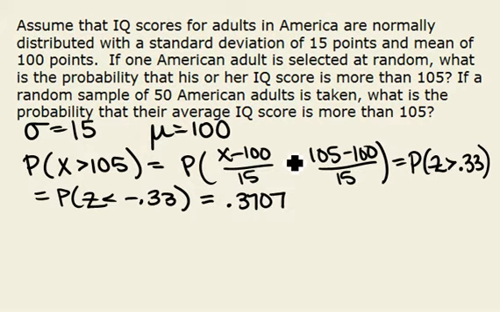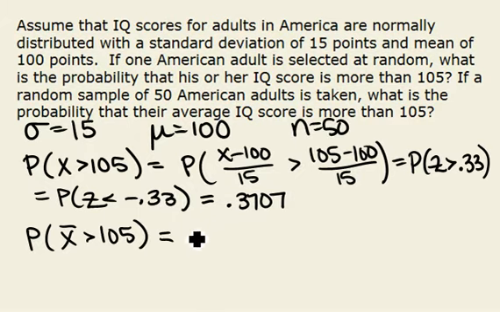Now we're going to change the problem slightly because we're still going to look for a score greater than 105, but now we're talking about 50 people being chosen, and their average IQ score is what we're interested in. So when we're talking about an average for a group of people, whereas in the first part we just had one person, we're looking at x bar being greater than 105. And how this changes is when we're talking about x bar, our standard deviation is no longer just sigma, but sigma over the square root of n, where n is the sample size. Here that is equal to 50.